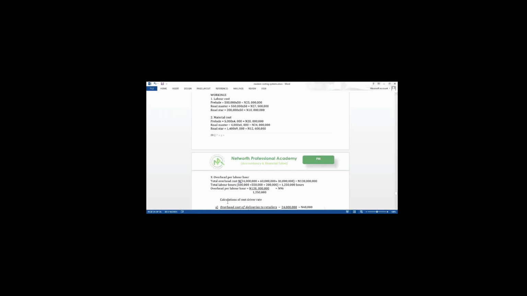So calculate your overhead absorption rate. Total overhead cost divided by the total labor hours: 96 per labor hour. You must put per labor hour. That means overhead cost will be absorbed at the rate of 96 naira per labor hour.